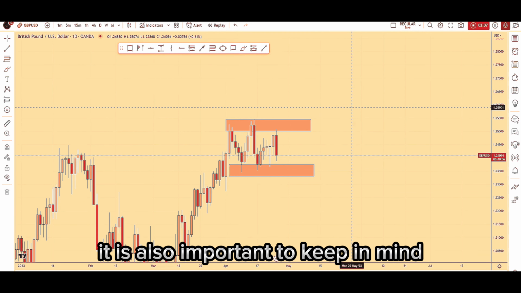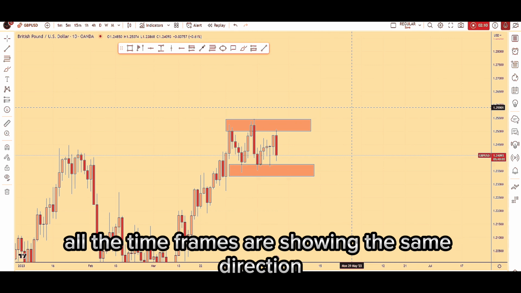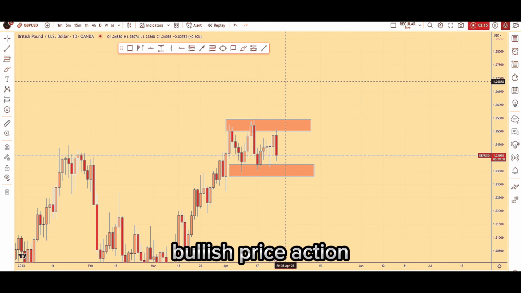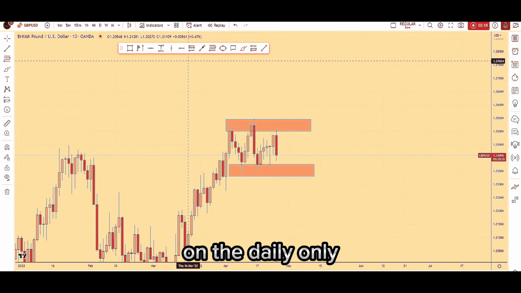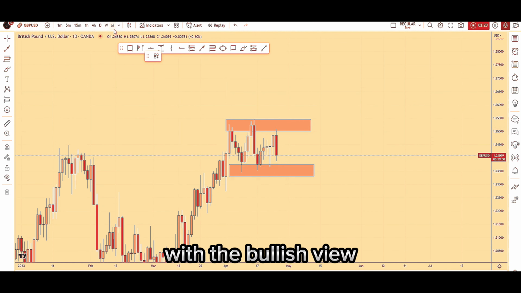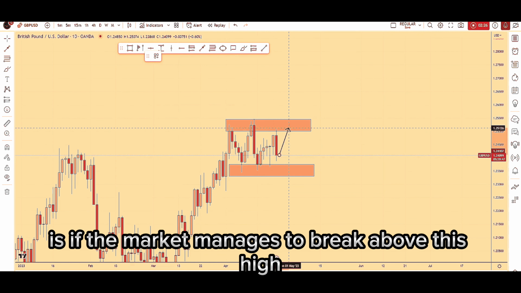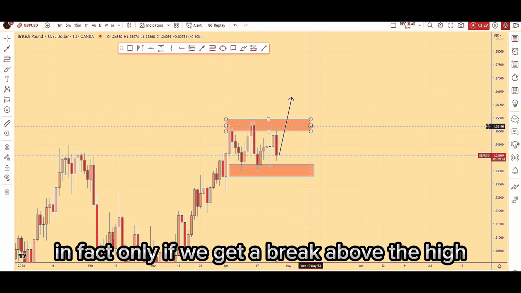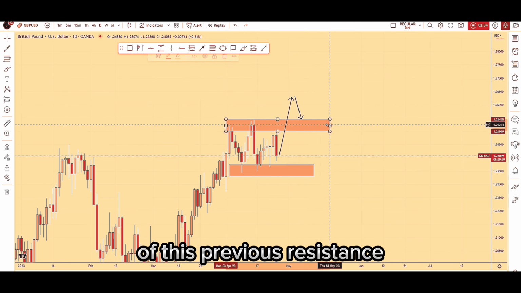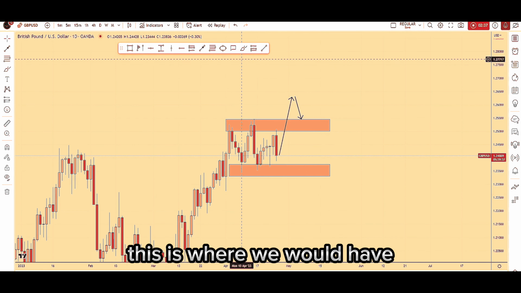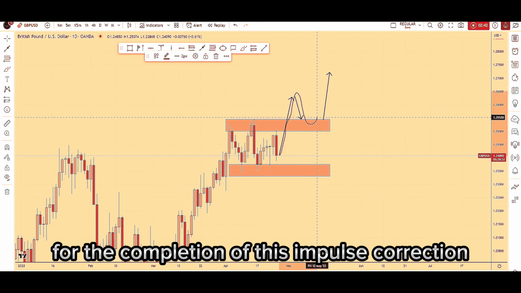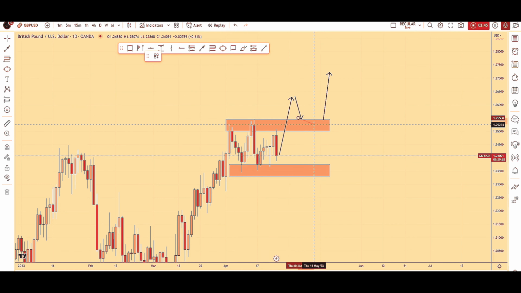It is also important to keep in mind that the best probabilities in the market come when all the time frames are showing the same direction. In this case, the monthly and weekly are both showing bullish price action, meaning that also here on the daily, the only way in which the daily time frame would be aligned with the bullish view that we get from the monthly and weekly is if the market manages to break above this high. In fact, only if we get a break above the high after the break on the retest of this previous resistance turn support, this is where we would have quite interesting probabilities for a potential rejection to the upside for the completion of this impulse correction and impulse pattern to the upside.